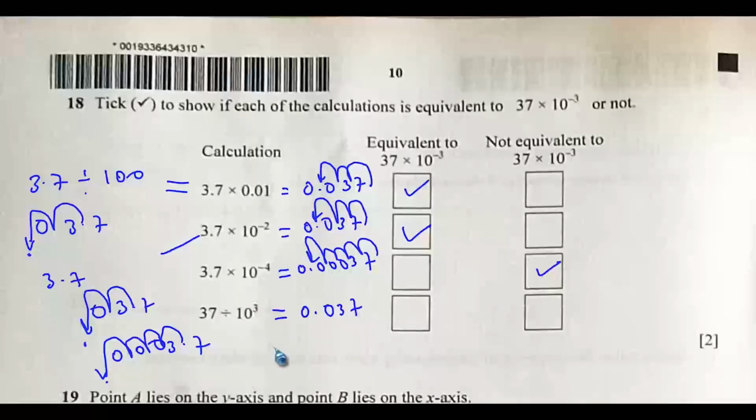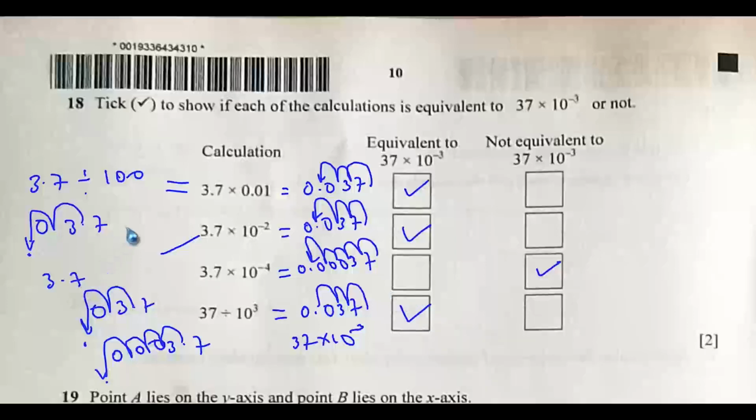Okay, so if you want to write this in this form, that means you start from here. Okay, so this is 37. You have 1, 2 and 3. So this will be 37 times 10 to the power of negative 3. Okay, so you check this.